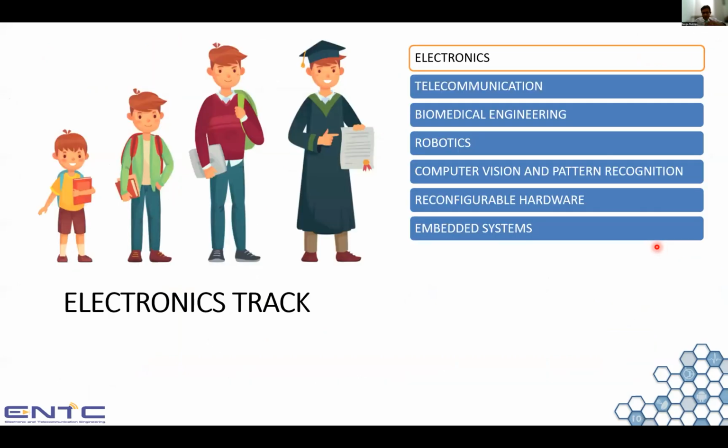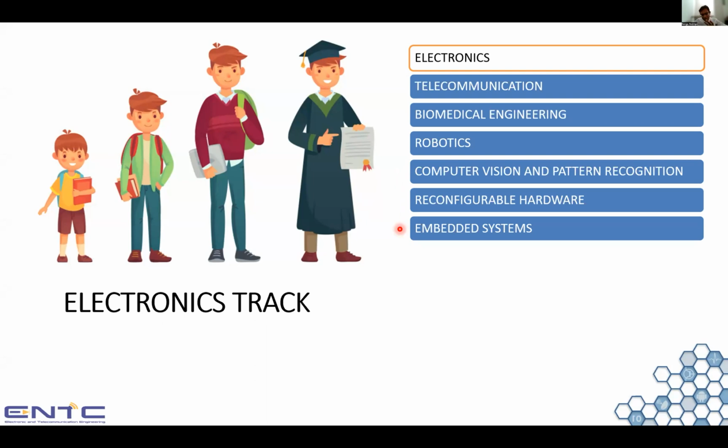Okay, so in the department, dear friends, we have many tracks. One of the tracks is electronic and telecom, biomedical, robotics, computer vision and pattern recognition, reconfigurable hardware, and embedded system are these different tracks. Now, in this course, we are taking a part of the embedded systems track and making it understandable by you without assuming any electronic background, and we are giving it to you so that you also can get started with this exciting world of embedded systems design.